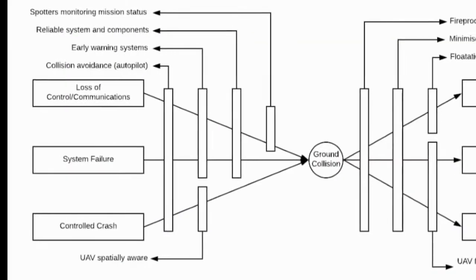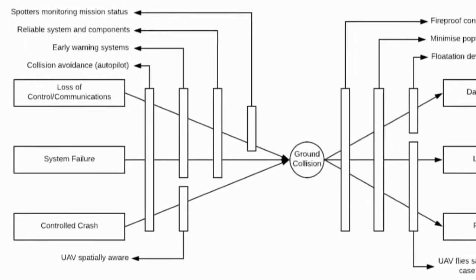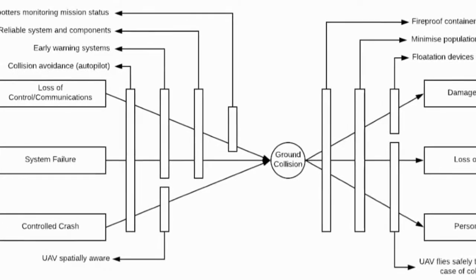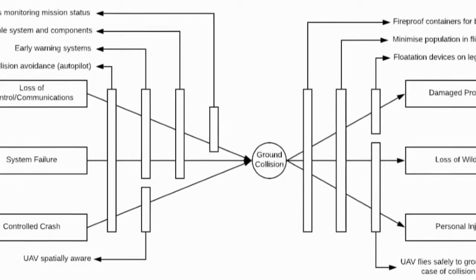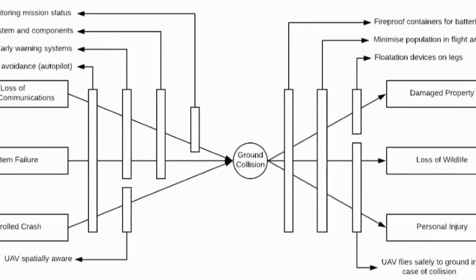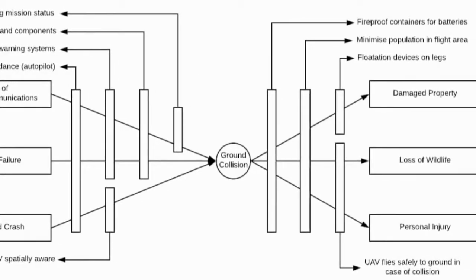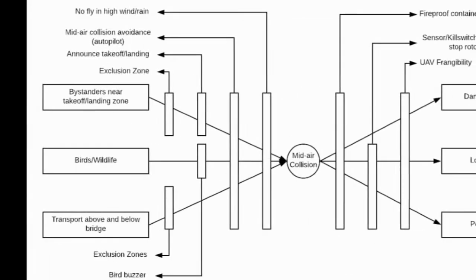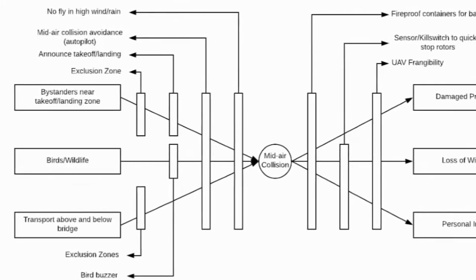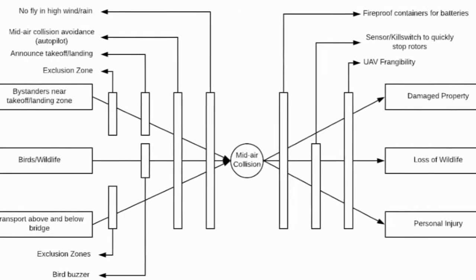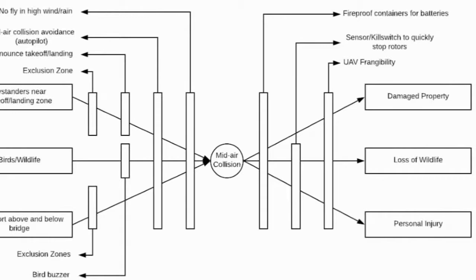The two main types of hazards that the UAV could face are ground collision and mid-air collision. Preventative barriers such as early warning systems, mid-air collision avoidance, and spotters, as well as mitigative barriers such as flotation devices and fireproof battery containers, can reduce or nullify the significant effects of these hazards.